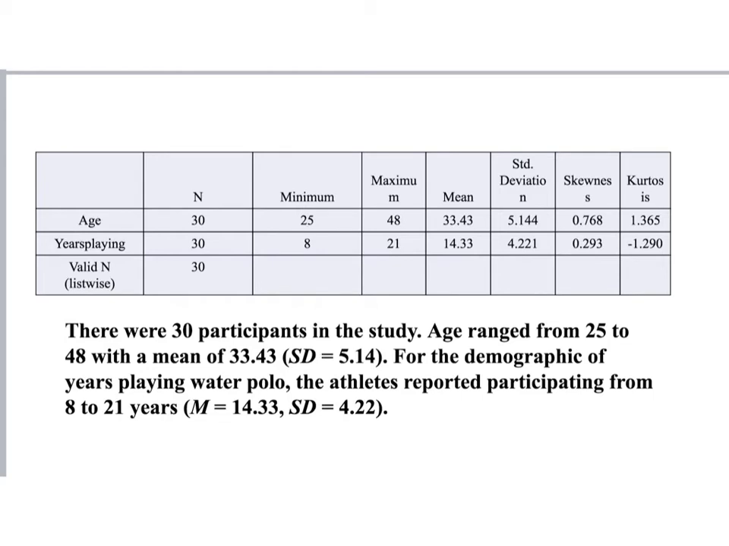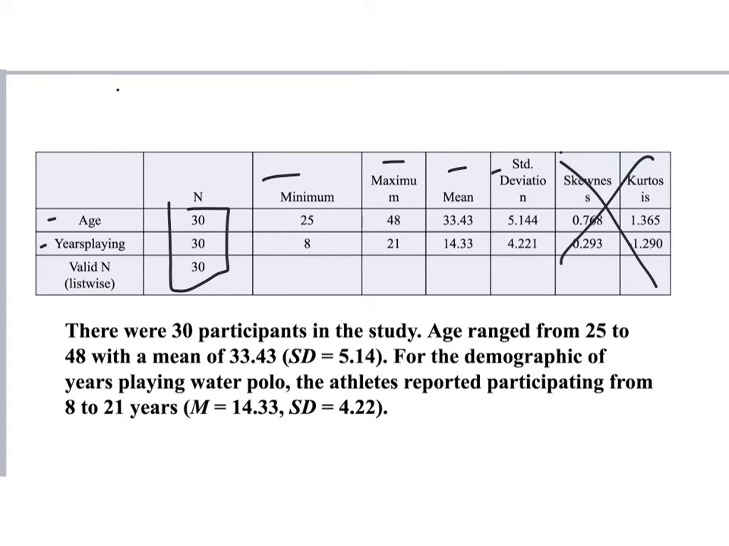Again, we're talking about age and playing years. Age and playing years. Okay. We have 30 participants. We have a minimum, a maximum, a mean, standard deviation, and we're not going to worry about these two right here, right now. Okay? There were 30 participants in the study.